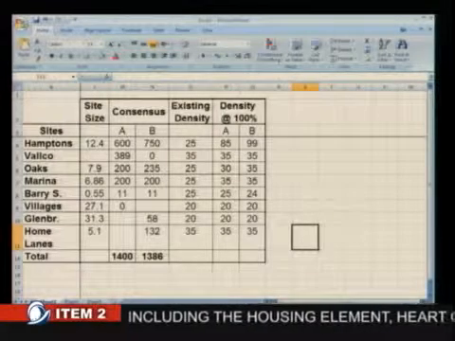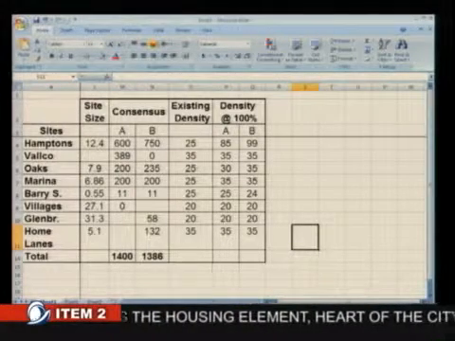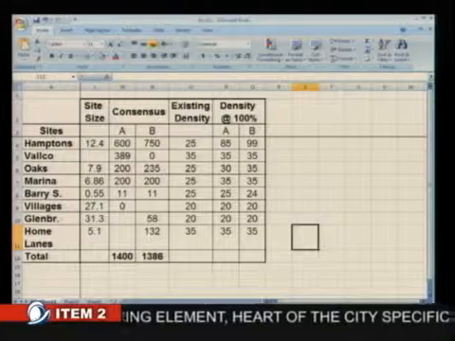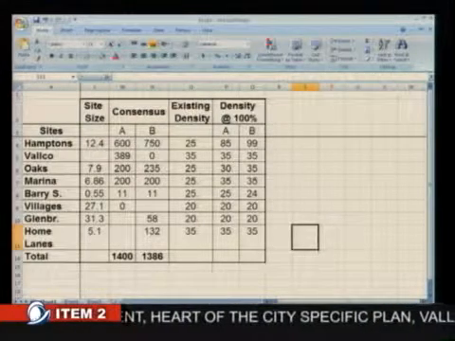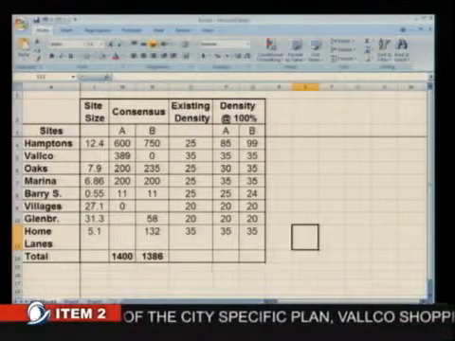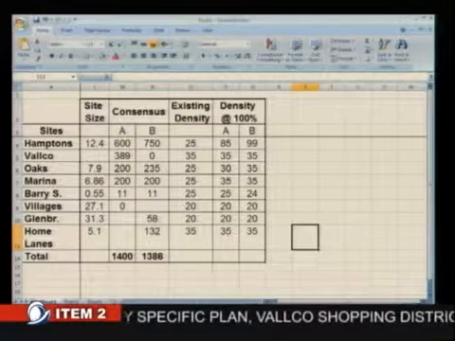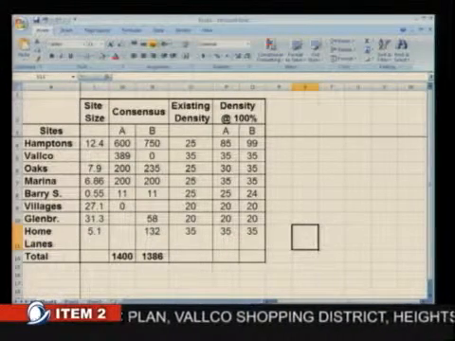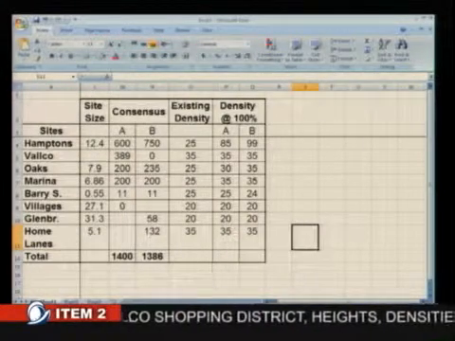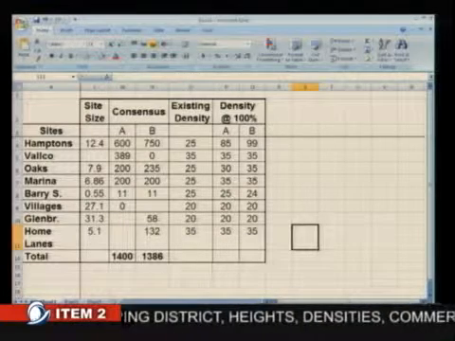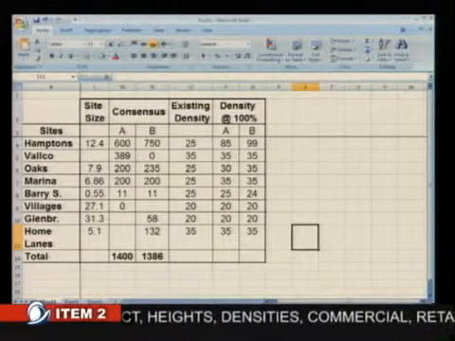So if you look at this, we've got the site size, we've got the consensus numbers, we have the existing densities, and then we have the densities in A and B at 100%. In the case of Hamptons, A goes up to 85 units to the acre, B goes up to 99. In the case of Valco, it stays at 35, no change.